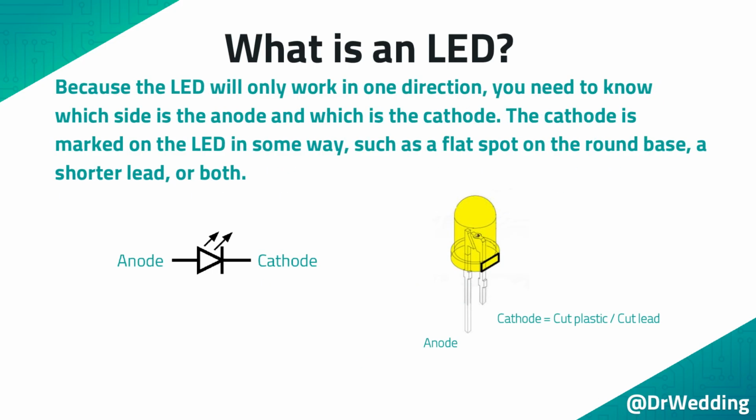Because the LED will only work in one direction, you need to know which side is the anode and which is the cathode. The cathode is marked on the LED in some way, such as a flat spot on the round base, a shorter lead, or both.